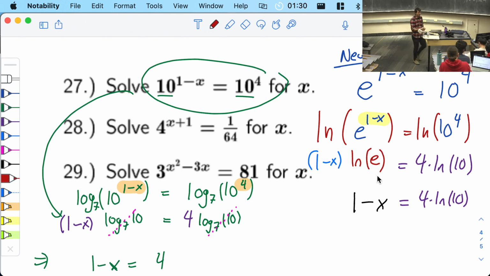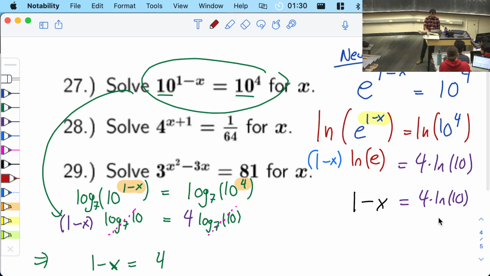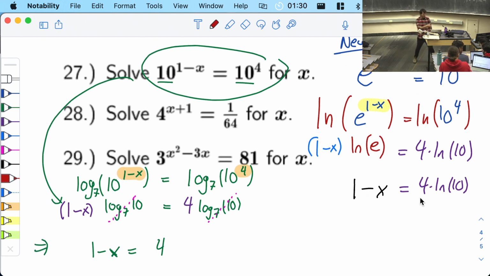It's the power 1. So in any case, you get 1 minus x equals 4 ln 10, and then you can solve by moving to the right side: 1 minus 4 ln 10 equals x. Okay, so that's an example of one.